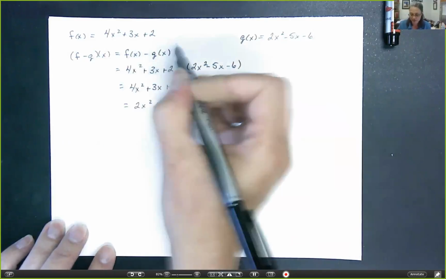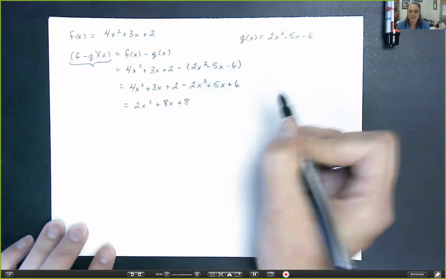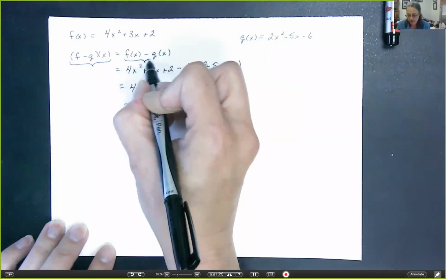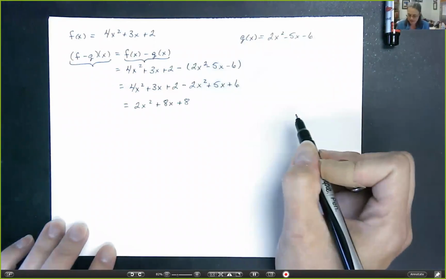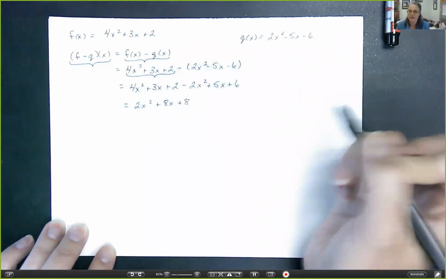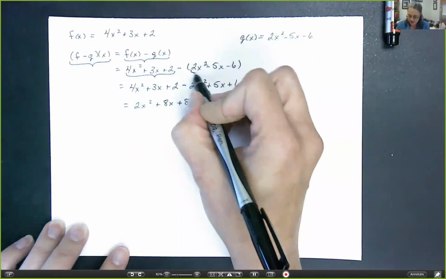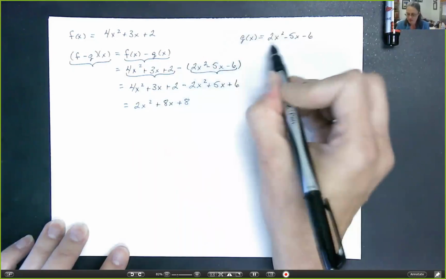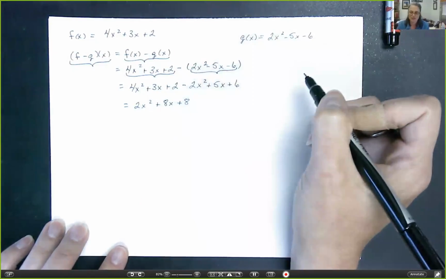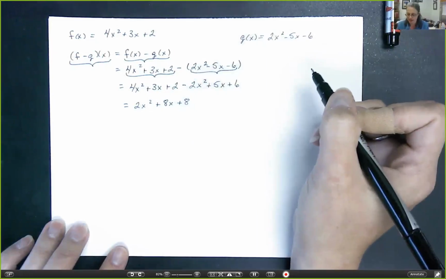Again, the key here is realizing two keys. Realizing that f minus g of x is shorthand for f of x minus g of x. And realizing that f of x is the same thing as 4x squared plus 3x plus 2, and g of x is the same thing as 2x squared minus 5x minus 6, because we said it was. No reason other than that. For this problem, we said that's what it was going to be, so that's what it is.